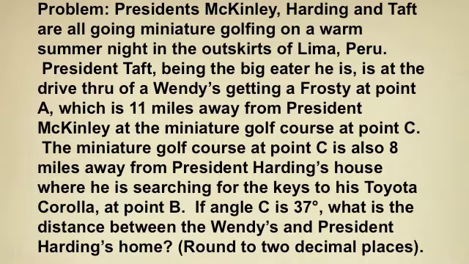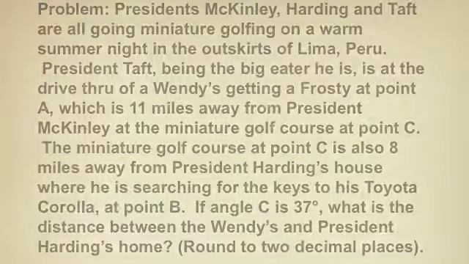The example problem reads: Presidents McKinley, Harding, and Taft are all going miniature golfing on a warm summer night in the outskirts of Lima, Peru. President Taft, being the big eater he is, is at the drive-thru of a Wendy's getting a Frosty at point A, which is 11 miles away from President McKinley at the miniature golf course at point C. The miniature golf course at point C is also 8 miles away from President Harding's house, where he is searching for the keys to his Toyota Corolla at point B. If angle C is 37 degrees, what is the distance between the Wendy's and President Harding's home? Make sure to round to 2 decimal places.